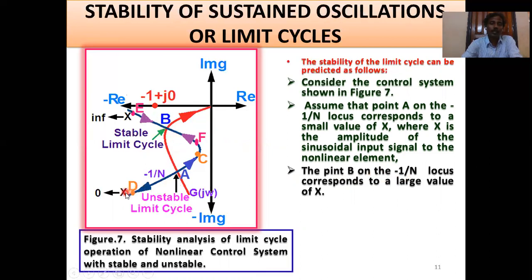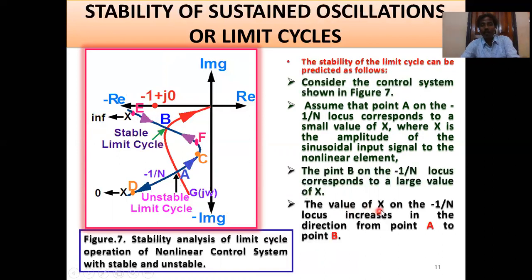So at this position X tends to 0, and X increases, and finally X tends to infinity. The value of X on the minus 1 by N locus increases in the direction from point A to point B. This is the direction: X increases from 0 to infinity.